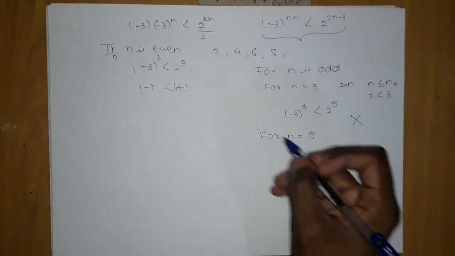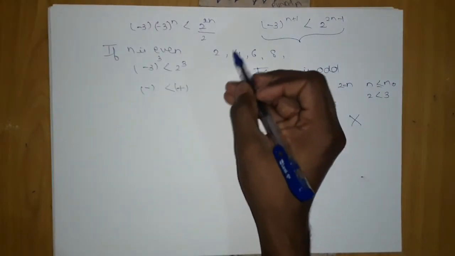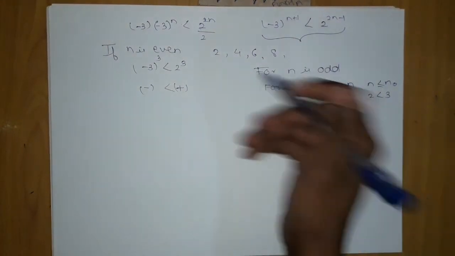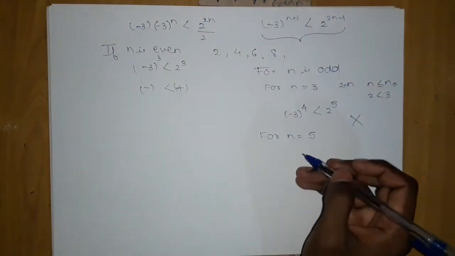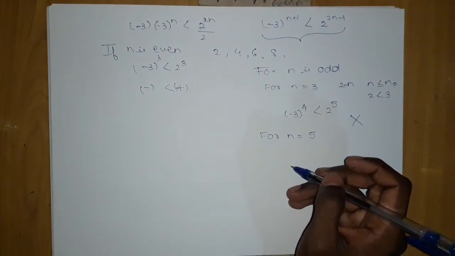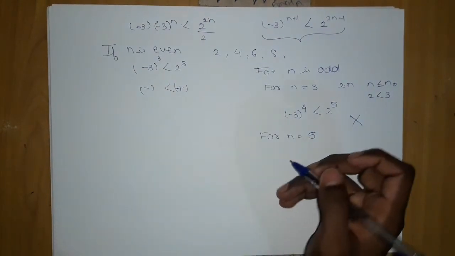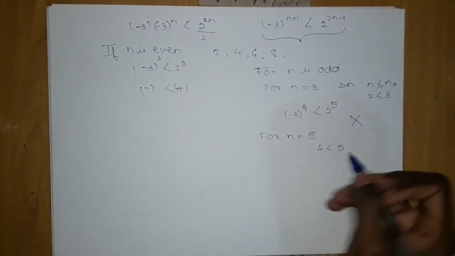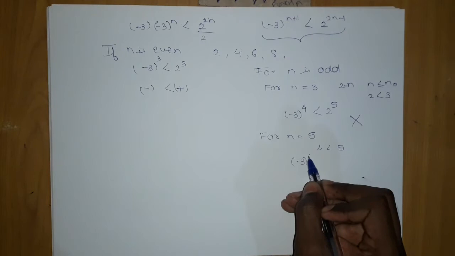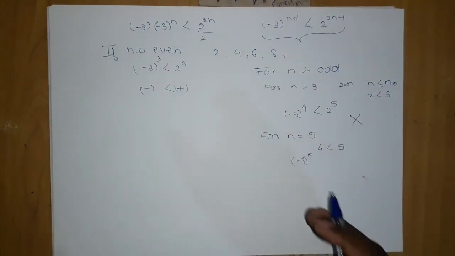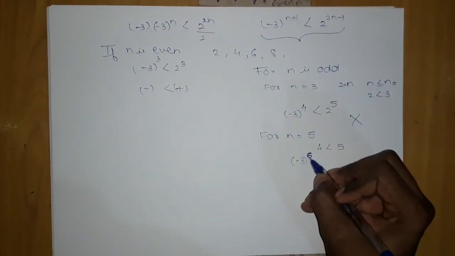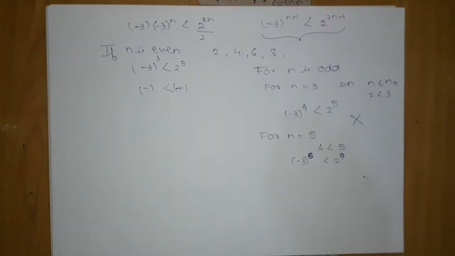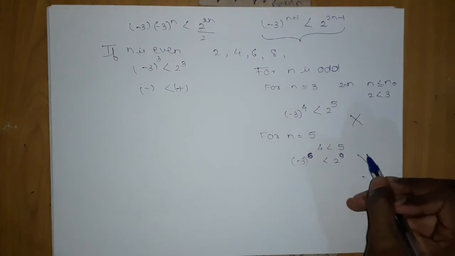Now for n equal to 5, which is just greater than 4. If 5 is rejected, 4 is also rejected. Like here 3 is rejected, so 2 is also not valid. Now for n equal to 5, n should be less than, so here 4 is less than 5. Now minus 3 to the power, what I'm putting, 5 plus 1, here it will be 6. Here it will be 2 times 5 is 10, minus 1, 9. So 3 to the power 6 is again greater than this, so this also fails.